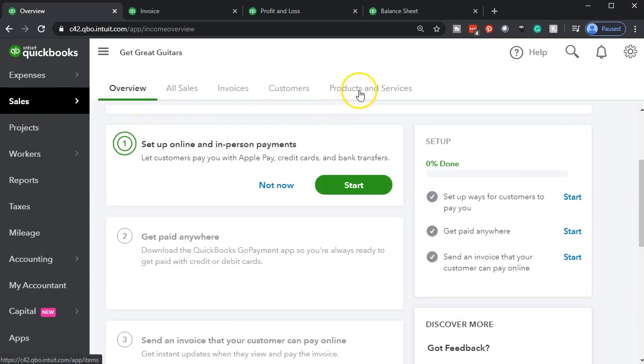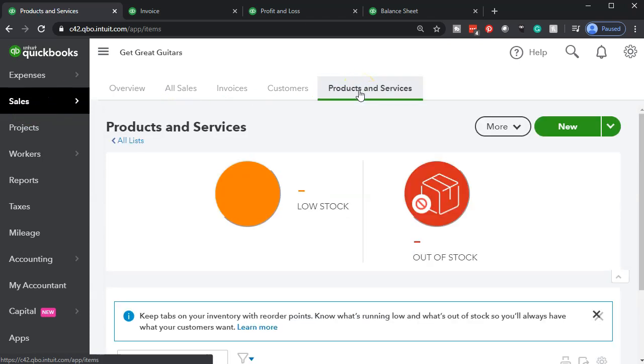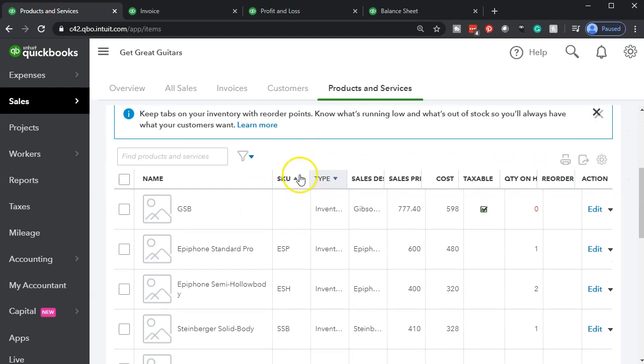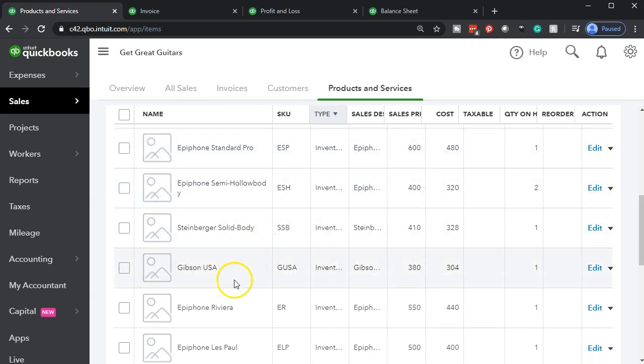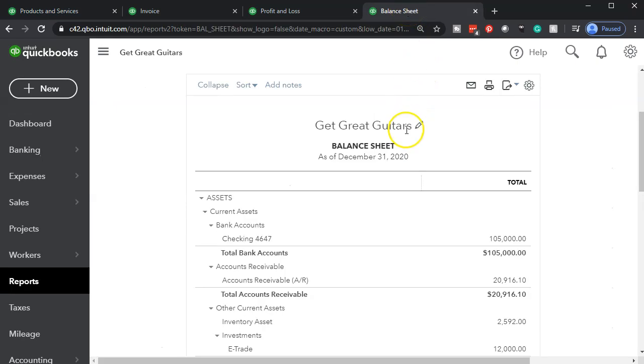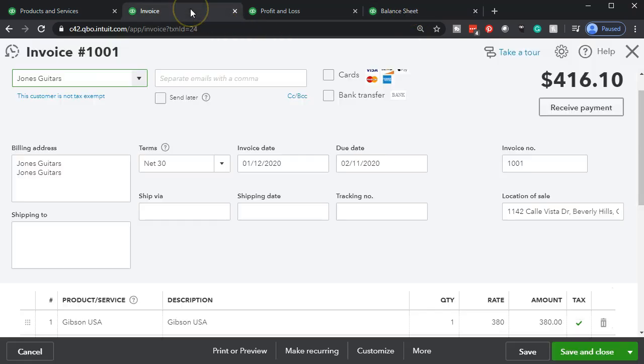If we go into the products and services, then we entered this information, or it's tracking it from the cost that we put in for these items. The item we sold was a Gibson USA. If we look at the Gibson USA, we have the cost of the 304 here. It's going to use a weighted average method for the cost, but they all cost 304 for us. So that's where the 304 is coming from. And so then I'm going to say, all right, that makes sense.